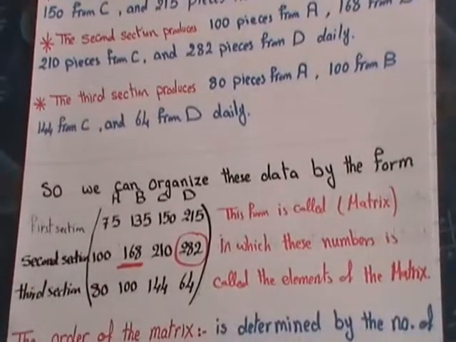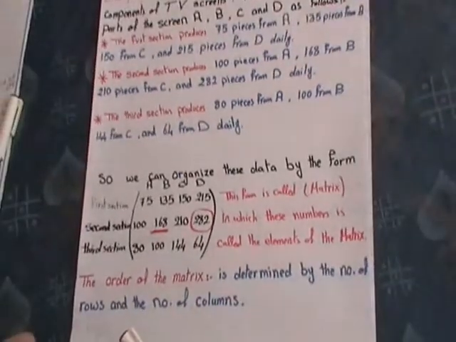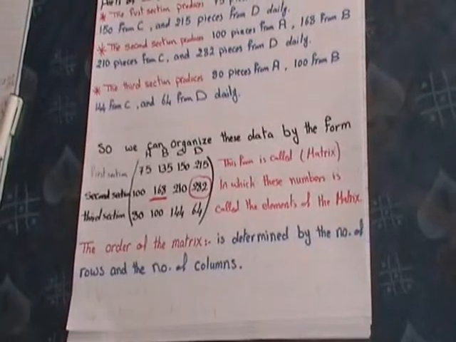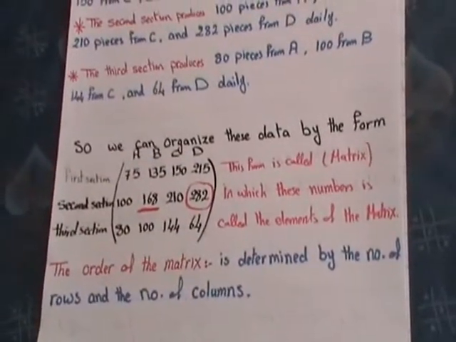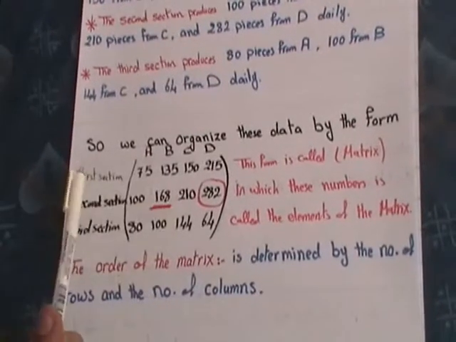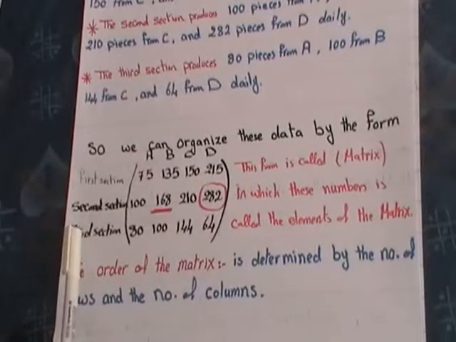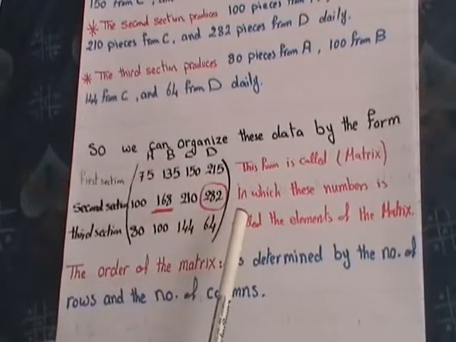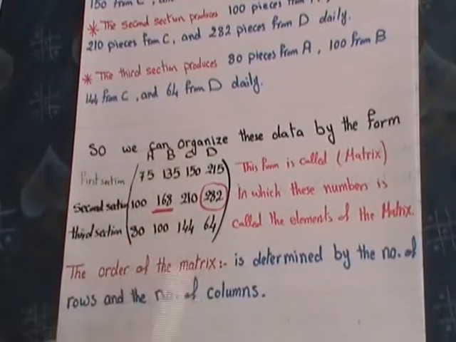The order of the matrix. What is meant by the order of the matrix? It is determined by the number of rows and the number of columns. For example, in this matrix, how many rows do we have? We have the first row, the second row, the third row. So we have 3 rows. And how many columns? Columns A, B, C, and D.